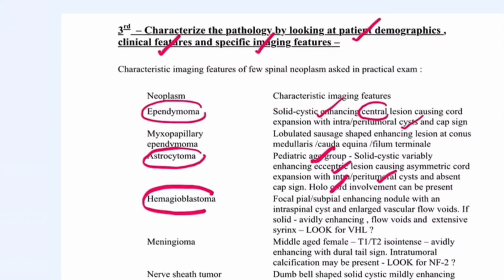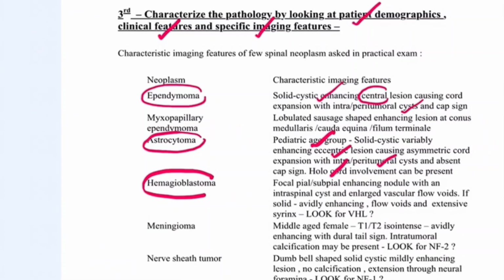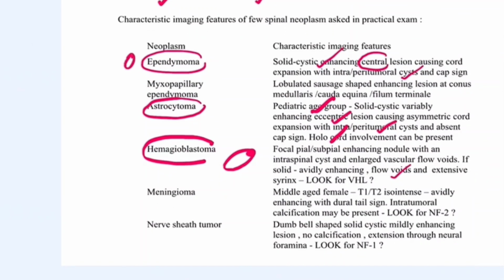Next in the intradural intramedullary group is the hemangioblastoma. As we all know, hemangioblastomas are famous for avid enhancement, and they can be associated with a cyst and a mural nodule. Whenever the solid component is there, it will avidly enhance, associated with a cyst, or it may be without a cyst also, and as it has abundant vascularity, there will be flow voids. One more very specific feature for hemangioblastoma: whenever you find extensive syrinx formation, you can think of hemangioblastoma.